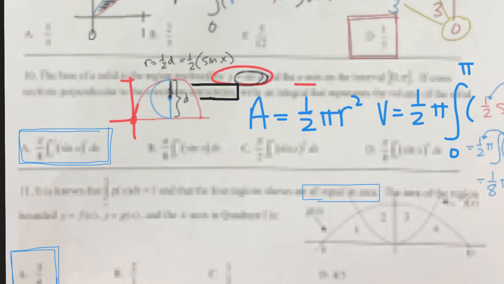And our final answer is A. The whole entire area is 1 and they're all equal, so each of these are 1/4 of the entire area.